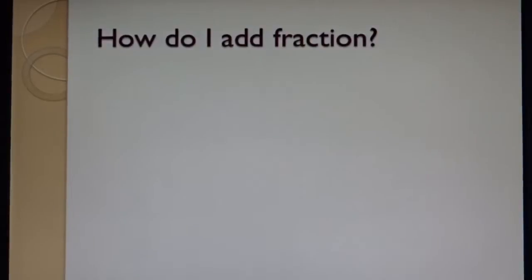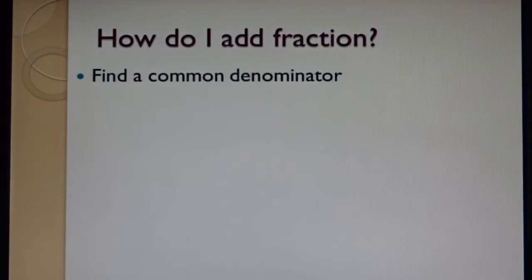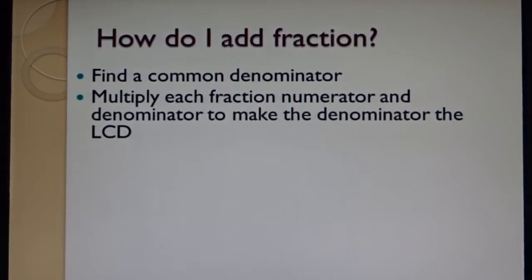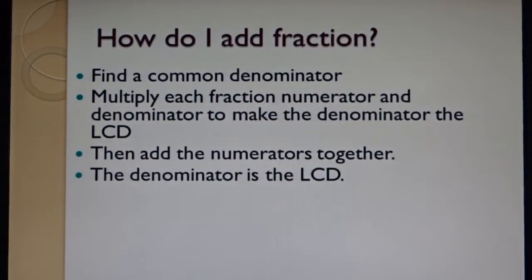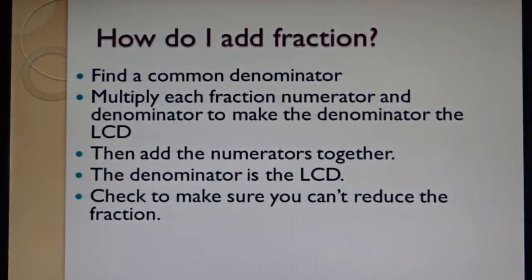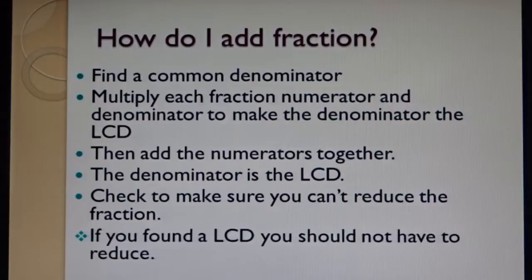How do I add fractions? Well, you find a common denominator. Then you multiply each numerator and denominator to make the denominator the LCD. Then you add the numerators together. The denominator is the LCD. Check to make sure you can't reduce the fraction. If you can, you need to reduce the fraction. If you can't, then that's your answer.